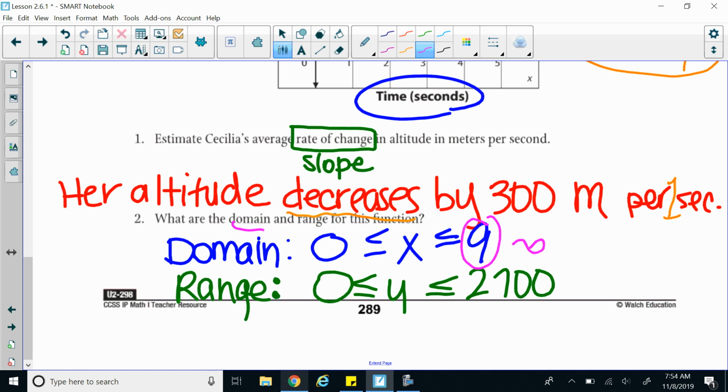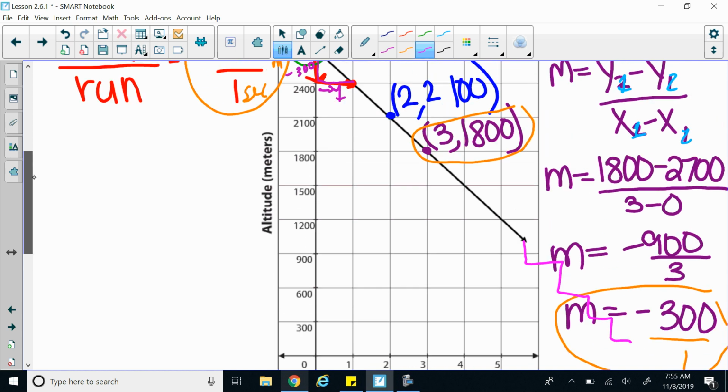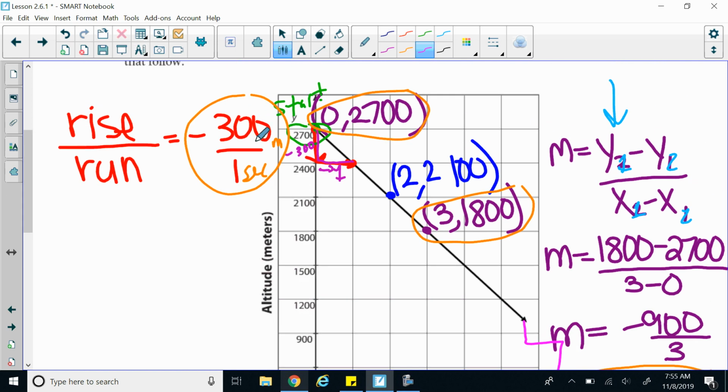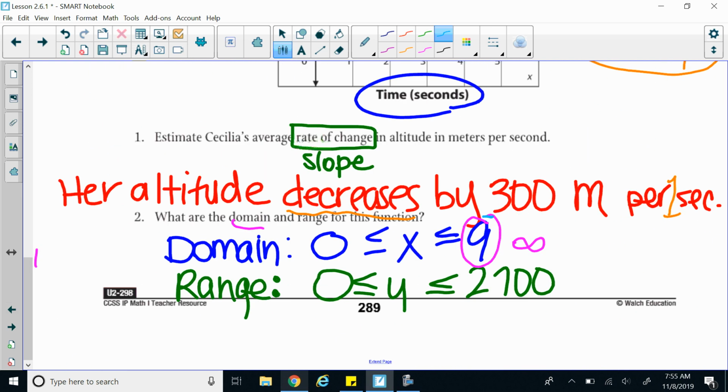Why isn't it infinity? Well, if you kept looking and calculating what the slope would be, if you're descending 300 meters every 1 second, and if you went a total of 2,700, 2,700 divided by 300, meaning if we're dropping 300 feet or meters every 1 second, it would take 9 seconds for you to land on the ground at that same speed. So that's why it has to be 9 here.